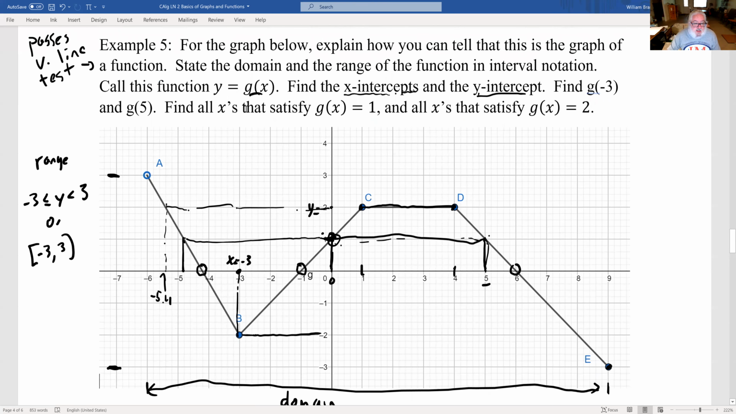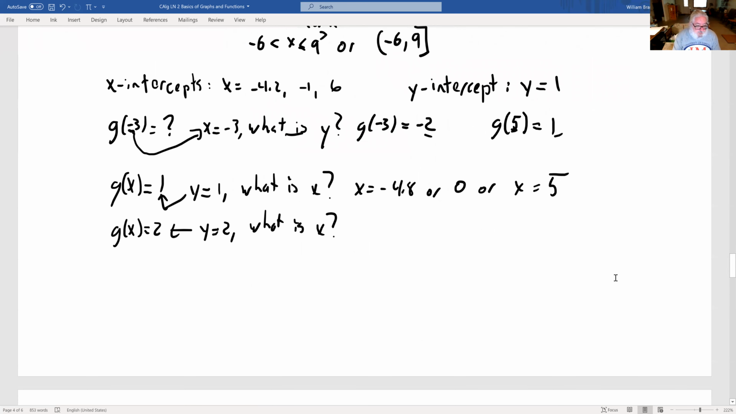So what are x's that satisfy g of x equals 2? What are x's that when you put them into this function, you get 2 out for your y? Well, -5.4 and any number between 1 and 4, right? Any of the numbers in here. Any number from 1 to 4, including the endpoints.